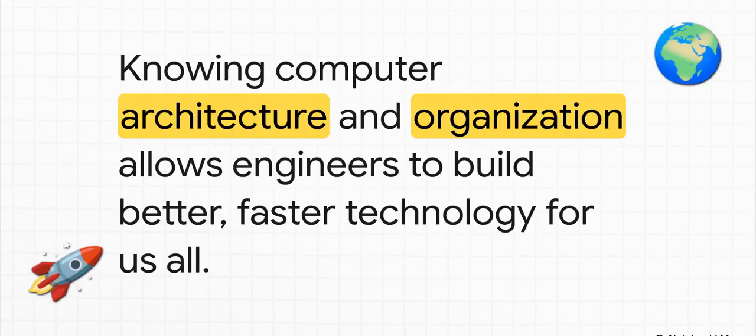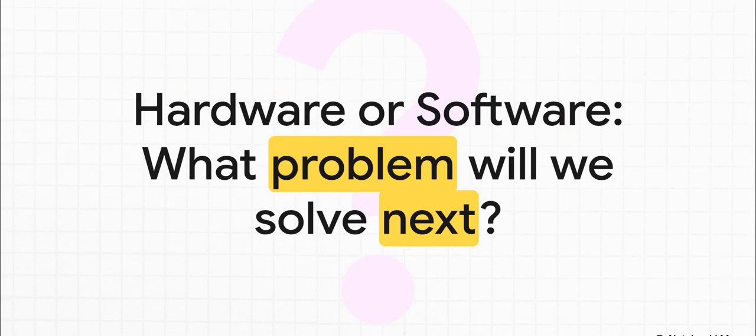So when you boil it all down, understanding this relationship, the difference and also the sameness between the blueprint of architecture and the physical reality of organization, that's what gives engineers their power. It lets them make the absolute best call for whatever they're building. And that is how we end up with the faster, smarter tech that basically runs our lives. So that leaves us with one last kind of cool thing to think about. If we know that for any problem, we can choose to either build a machine or write a program, what are the next big problems we're going to choose to solve? And more importantly, which path will we take to get there?